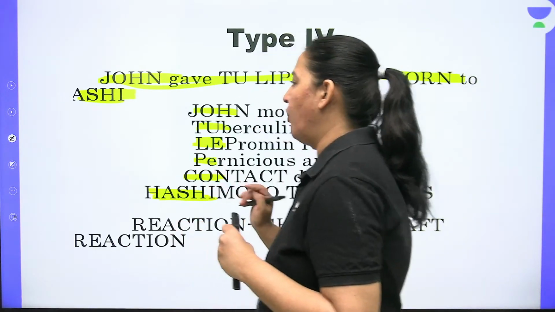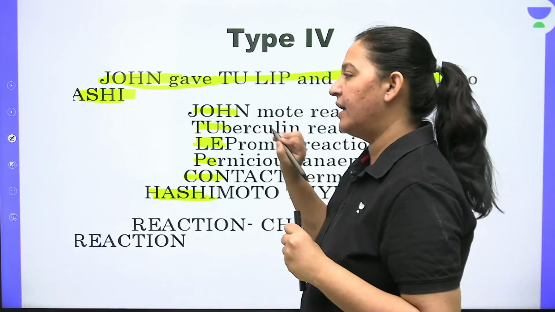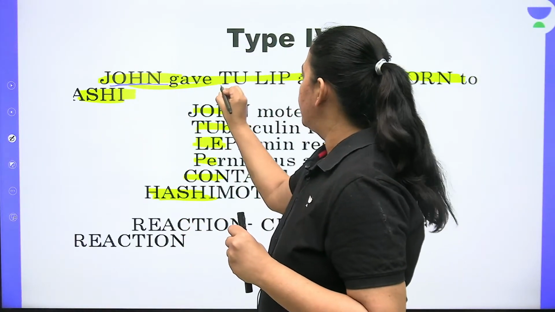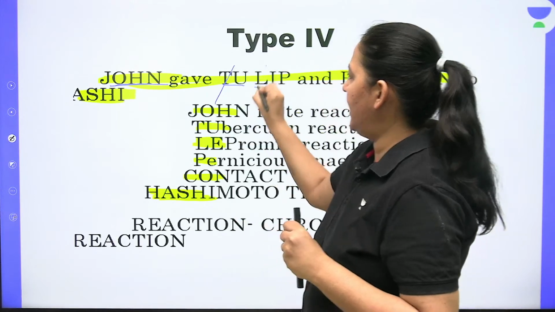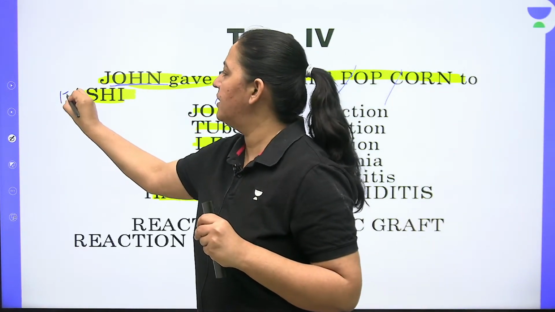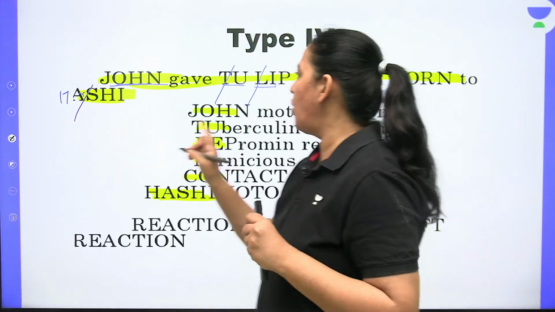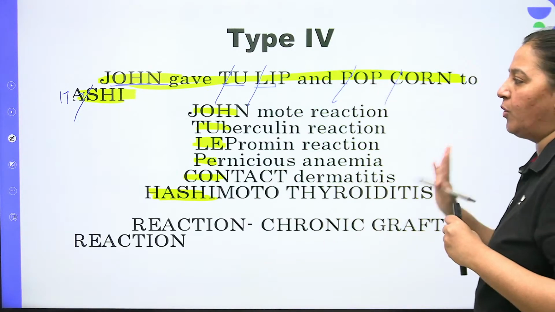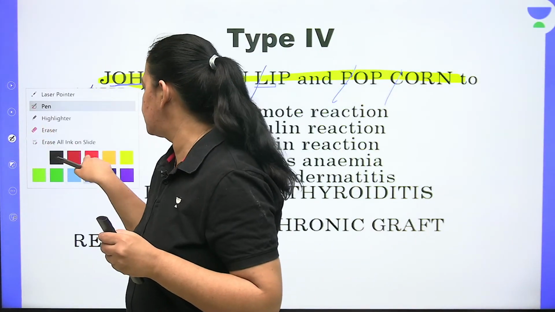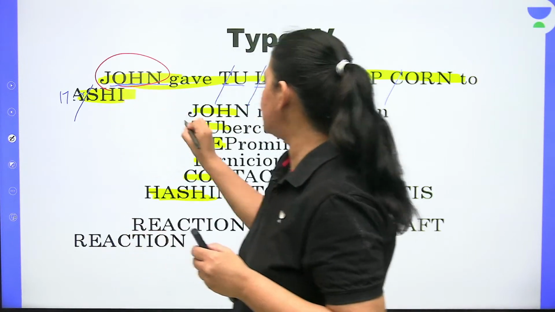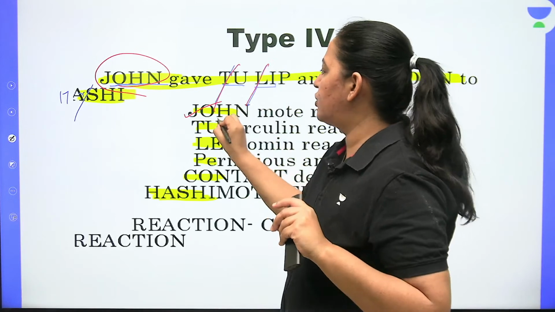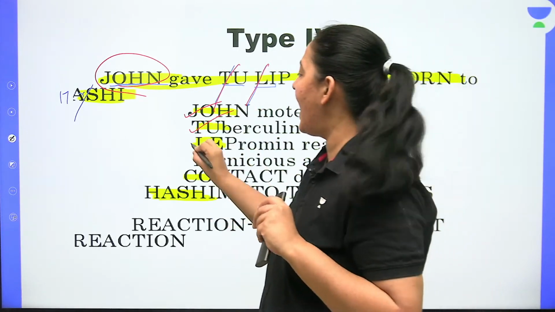In type 4, I have a mnemonic. The mnemonic is John gave tulip and popcorn to Hershey. From John you can learn Johne's reaction. In tulip there are two things, T and L. T is tuberculin and L is lepromin.